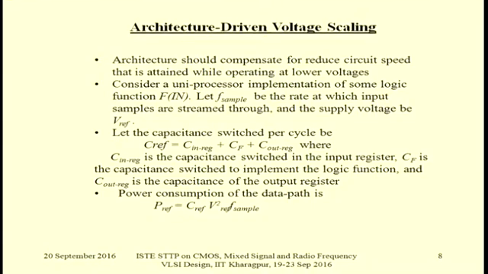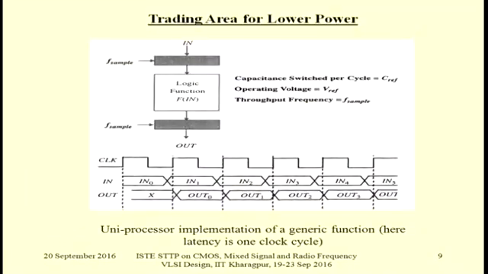So we have to include the three components of the capacitance. C in is the capacitance switched in the input register, C out is the capacitance involved in the output register, and C f is the capacitance switched to implement the logic function itself. In general, it is a simple expression: power consumption of the data path involves the product of the square of the power supply voltage and the sampling frequency. Here what we observe is the trading of area for low power.